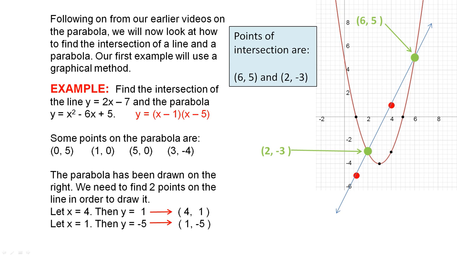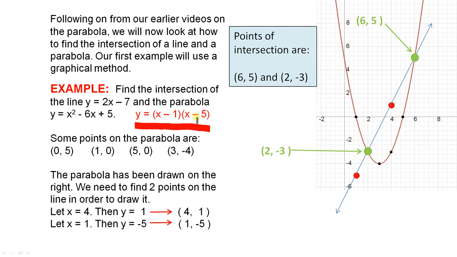Following on from our earlier videos on the parabola, we will now look at how to find the intersection of a line and a parabola. Our first example will use a graphical method. For example, find the intersection of the line y equals 2x minus 7 and the parabola y equals x squared minus 6x plus 5. Now, in order to make our work easier, I have factorized the right hand side here, as you can see.